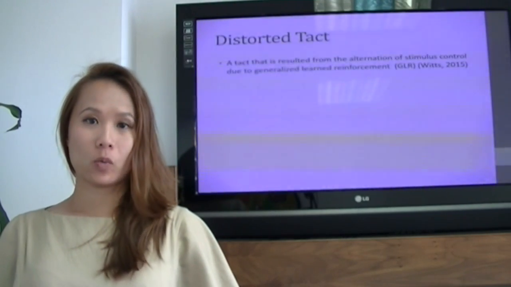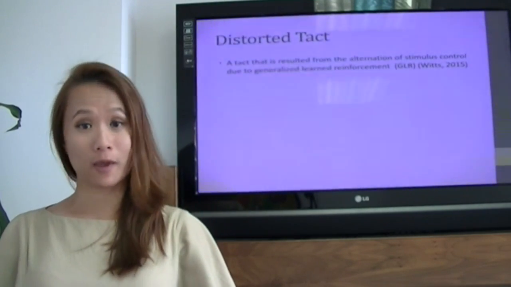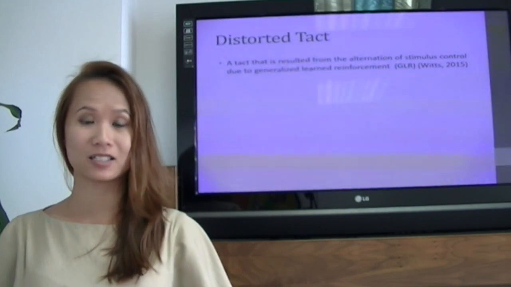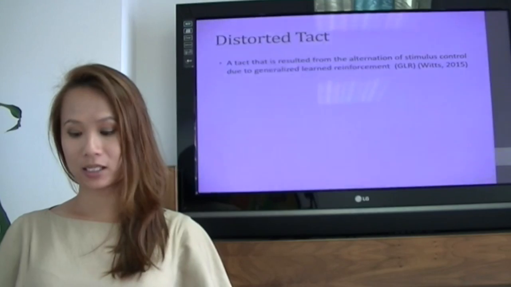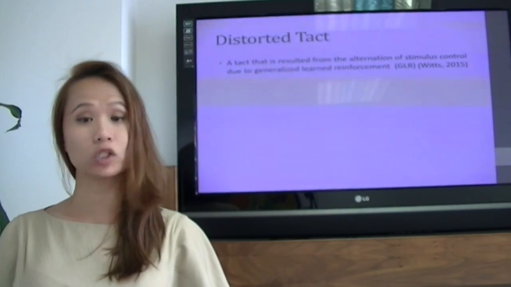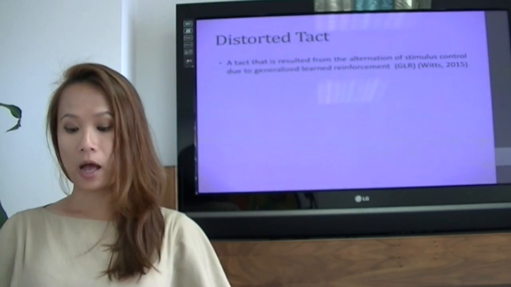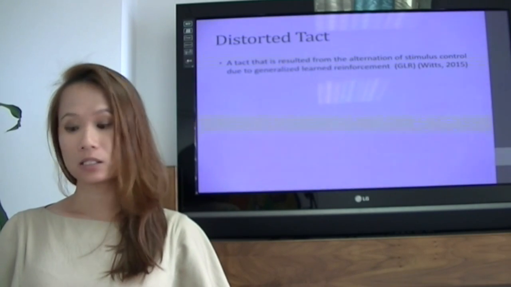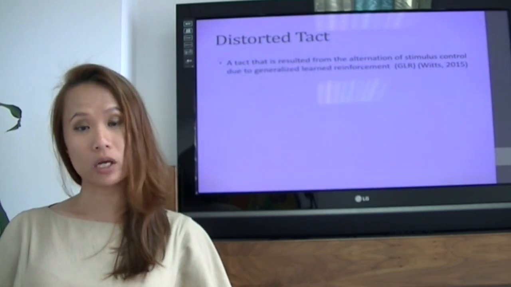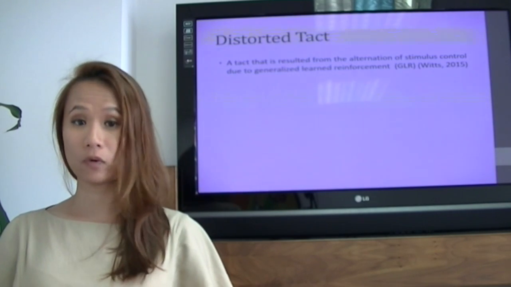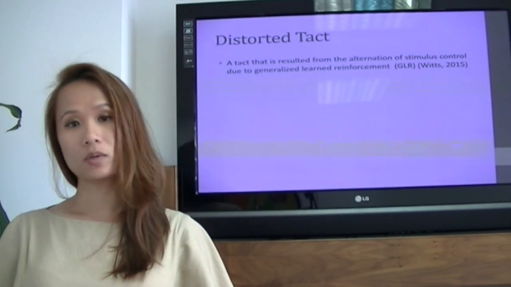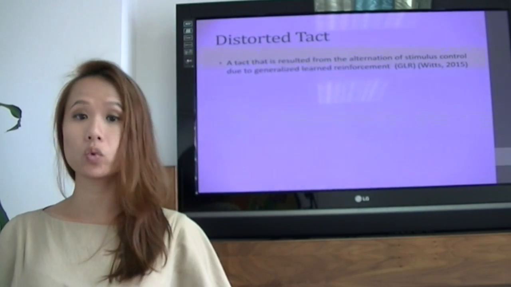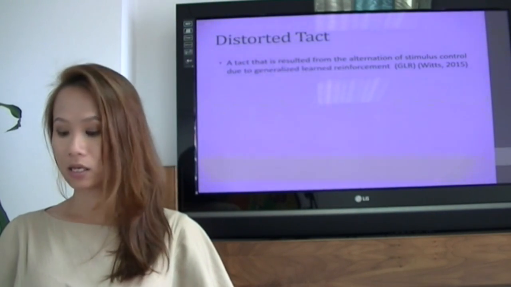In order to understand what delusional speech is from a behavioral point of view, we first have to understand distorted tact. Distorted tact is a kind of tact that results from the alteration of stimulus control because of generalized learned reinforcement. Because of differential learning history, people tend to respond differently to the same stimulus. That means the same stimulus can have multiple meanings depending on who is interacting with it.